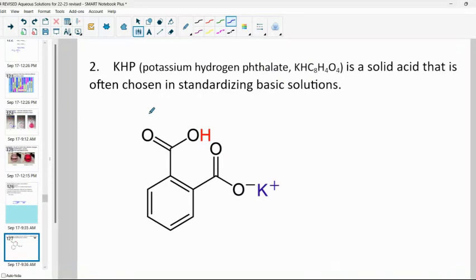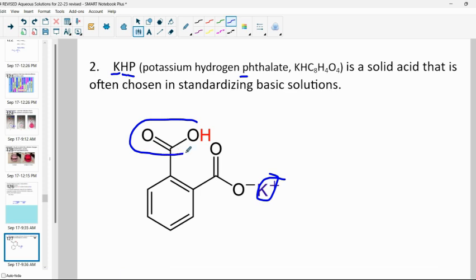KHP, potassium hydrogen phthalate, is a solid acid that's often chosen in standardizing basic solutions. Really, really common acid to use for standardizations. Let's break down the name for a second. KHP. That is not phosphorus. That has to do with our phthalate ion. So potassium, I got my potassium there. Hydrogen, I have hydrogen right here in red. Phthalate, that's this big spaceship looking thing, our phthalate.